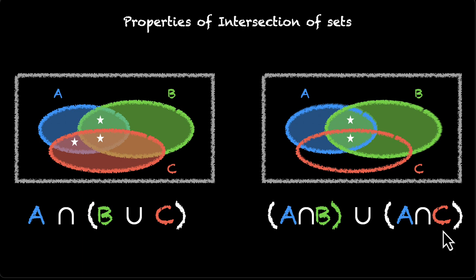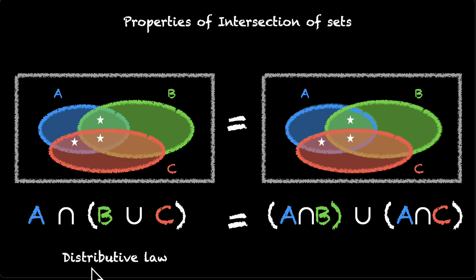Now let's see where A intersection C is. So the blue region is A and the orange region is C. If we take the intersection, we'll get this and this region. Now can you see that we have put stars on the exact same regions? Whether we start with this or we start with this, we reach the same conclusion. Both of them are the same, and that's what this property is about.